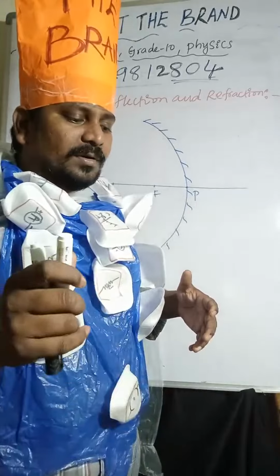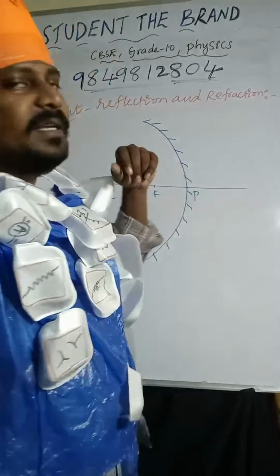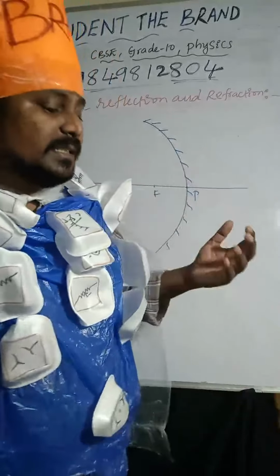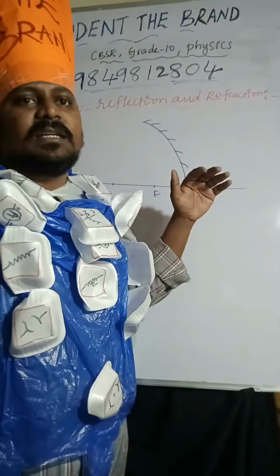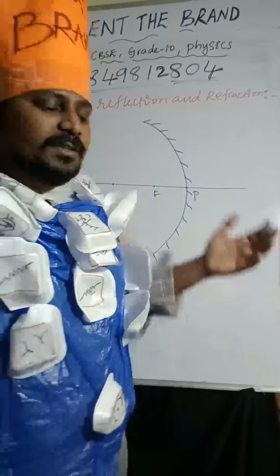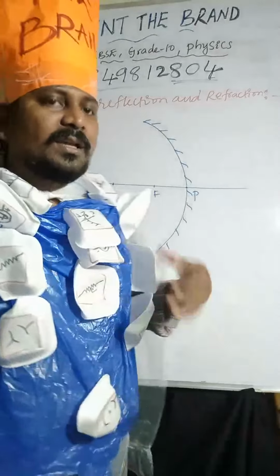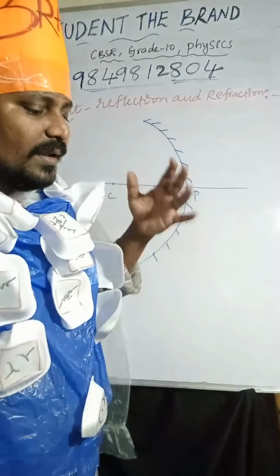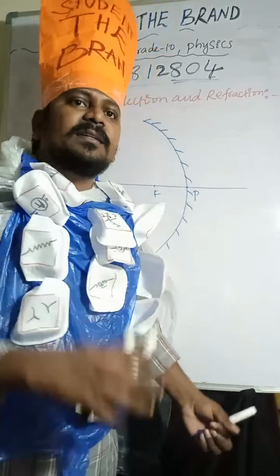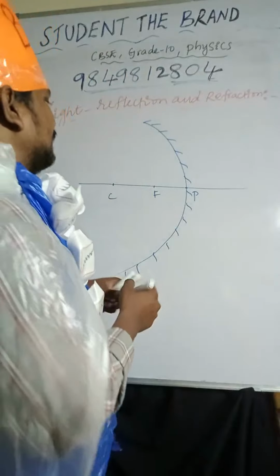All distances are measured from the pole. Distances are positive along the incident rays. Distances are negative opposite to incident rays. Distances are positive above the principal axis. Distances are negative below the principal axis. New Cartesian sign convention.